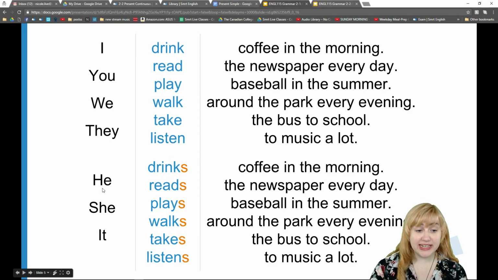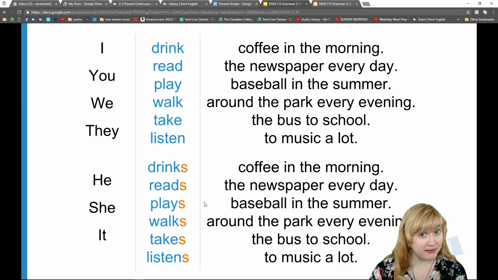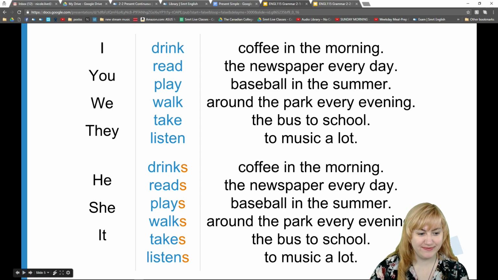And then for subject he, she, or it, we're going to add s. So eats, for example. Or instead of drink, drinks, reads, plays, like that. Okay, and we've studied this part before. I hope you remember. I'll also show you the negatives and the questions, and then we're going to get into the big difficult parts for today.